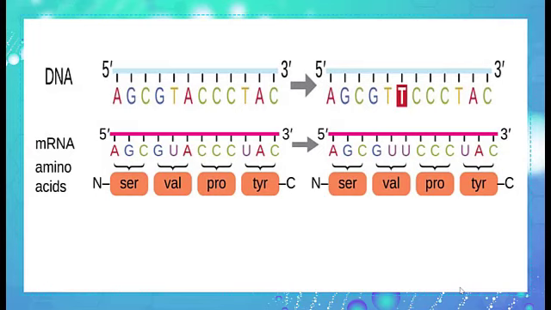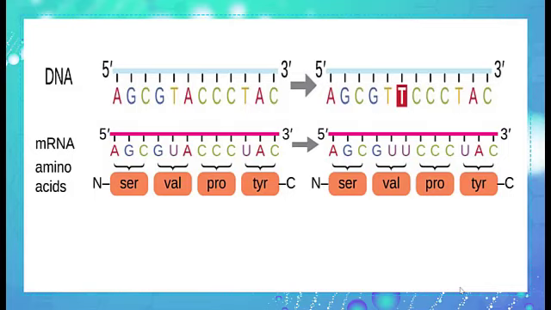However, in some cases, the mutation can change both the DNA and the mRNA, but the protein is not altered at all. This happens when both the original and the mutated mRNA codon code for the same amino acid.